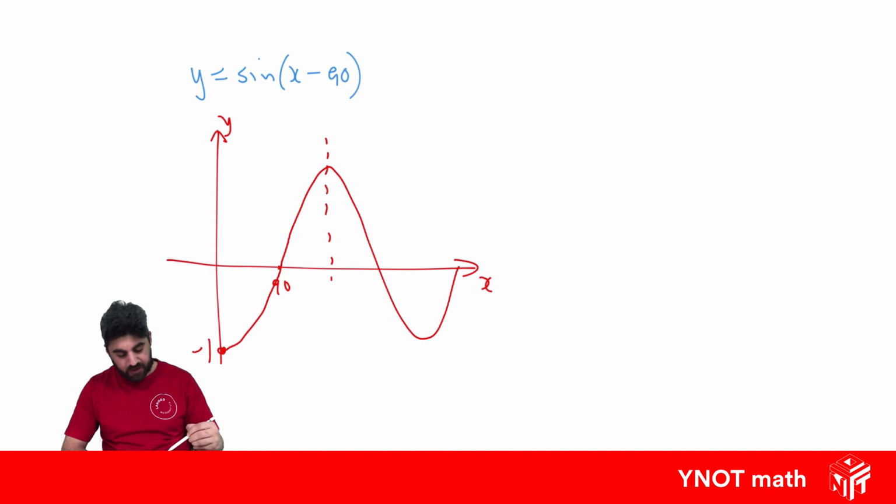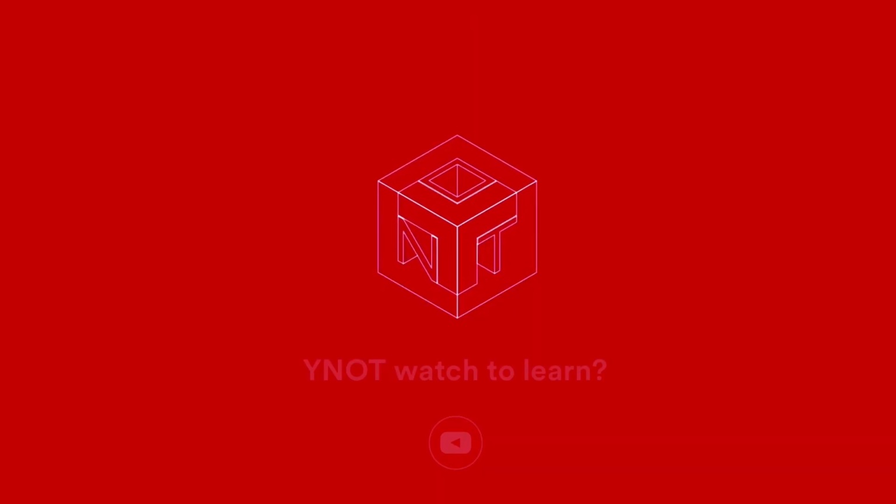So we're actually starting at -1. And we only want to draw up to 360. So that's 180. That's 270. And there would be 360. So the rest of the graph is not needed. And that would be our answer for that one.